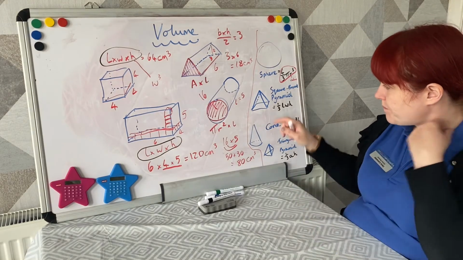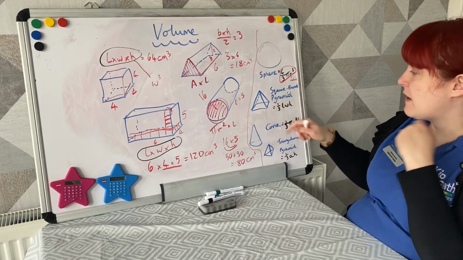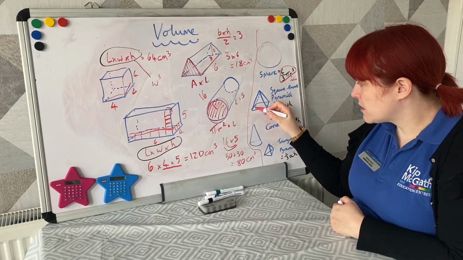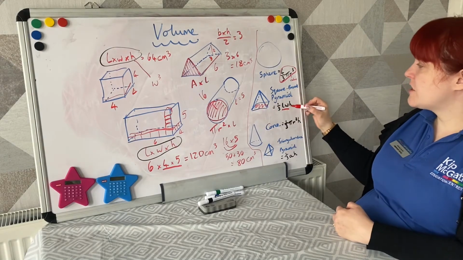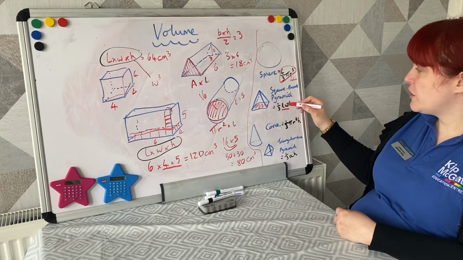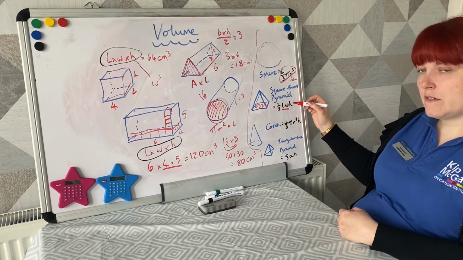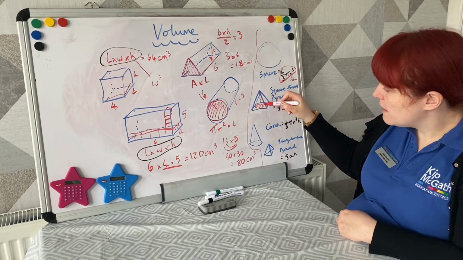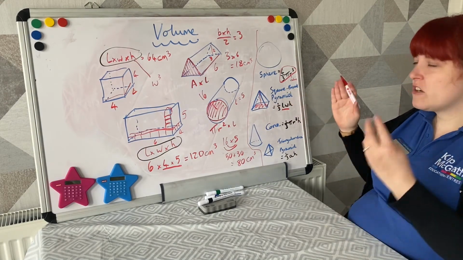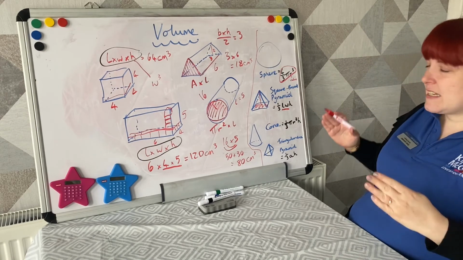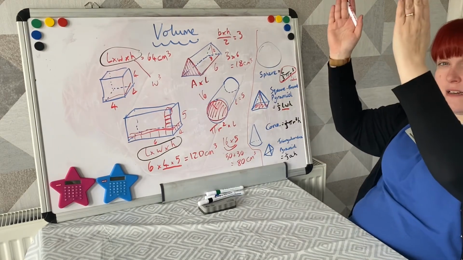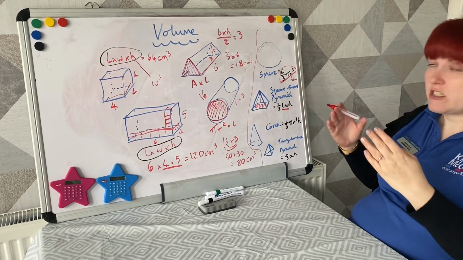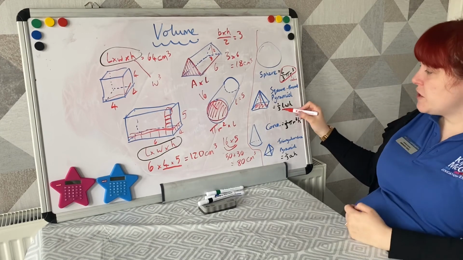Square-based pyramid. So we've got our bottom of our pyramid there. So that is length times width to find the area of the bottom. And then you times that by 1/3 and times by the height. Okay? So your height will go straight up and down from the middle there. Okay? And it's 1/3 because essentially it's getting smaller as it goes up. So we can't just times it by the height because that would give us a cuboid or a cube depending on the shape. So we need to do 1/3 of it.